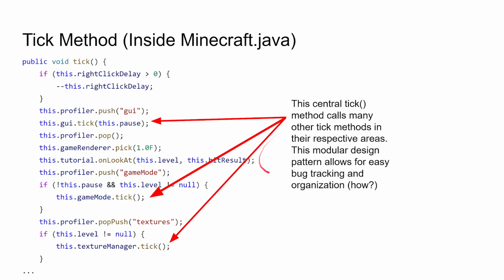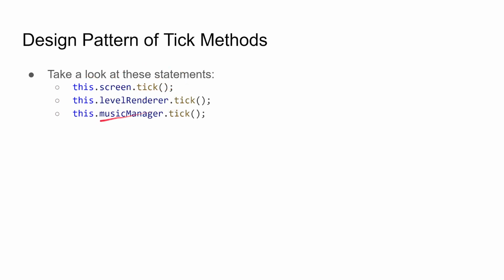This is a very, very, very, and I can't stress this enough, very good design pattern, because if you put everything in this one gigantic tick function, then there's no way of knowing what function actually caused the problem. Let me show you what this means. So look at these statements. So we have a screen.tick. This exists inside that original tick function earlier. And then level render.tick, music manager.tick, particle engine.tick.